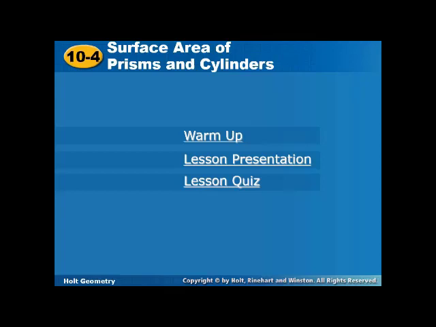Today's lesson is surface area of prism and cylinder. We will talk about the surface area of both prisms and cylinder.